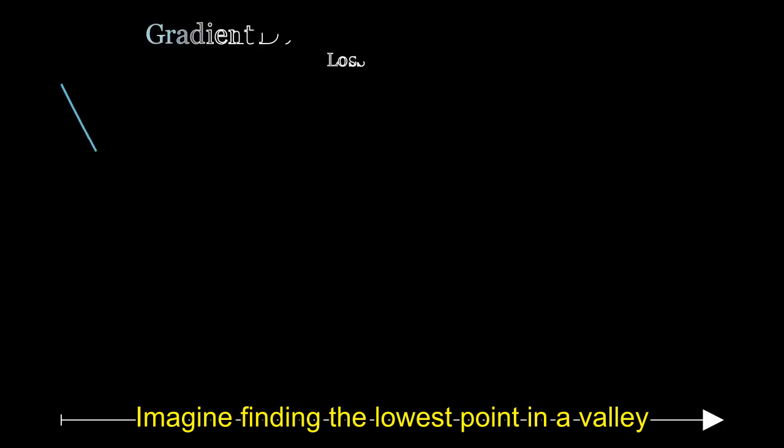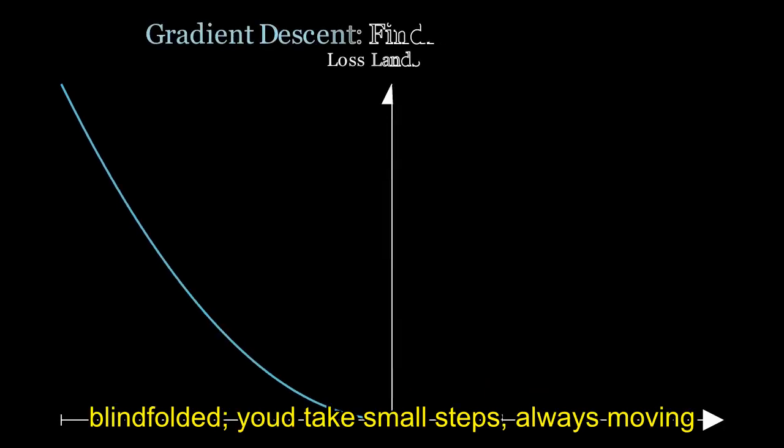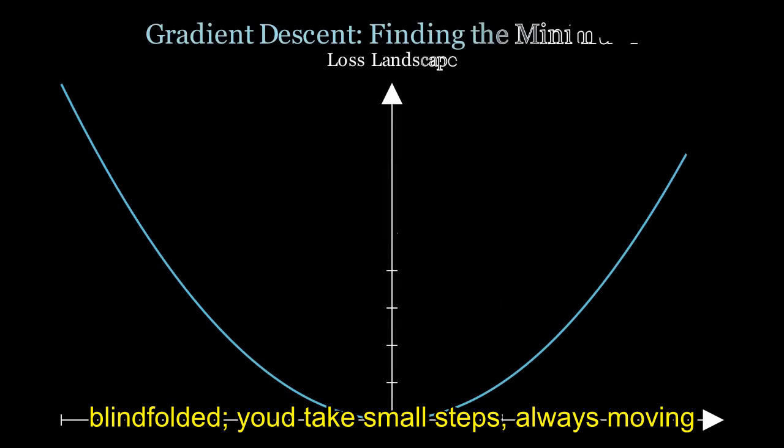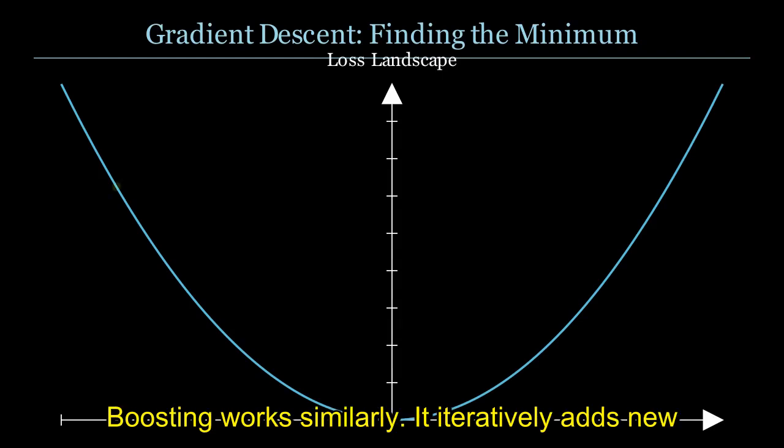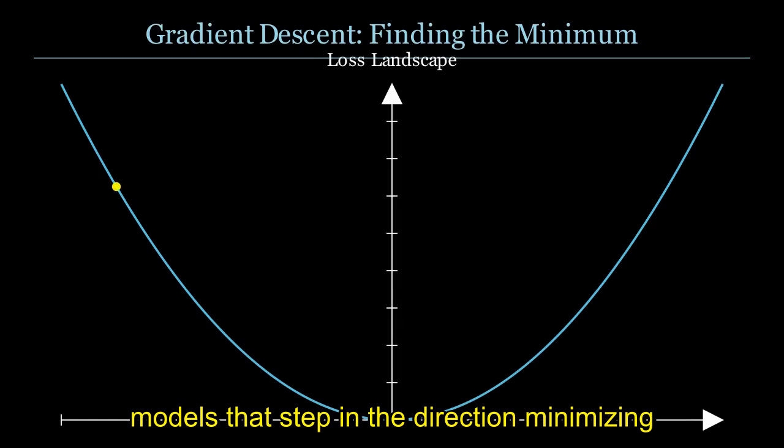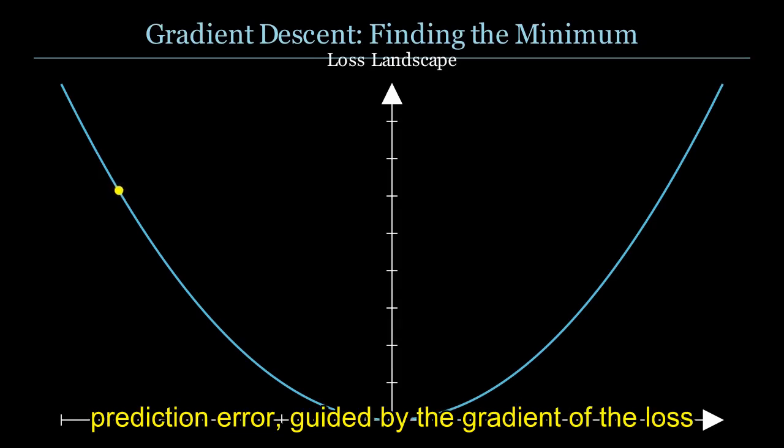Imagine finding the lowest point in a valley blindfolded. You'd take small steps, always moving downhill in the steepest direction. Gradient boosting works similarly. It iteratively adds new models that step in the direction minimizing prediction error, guided by the gradient of the loss function.